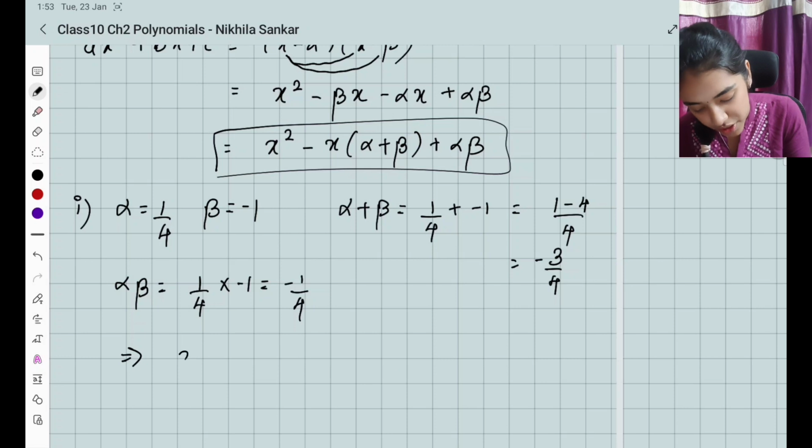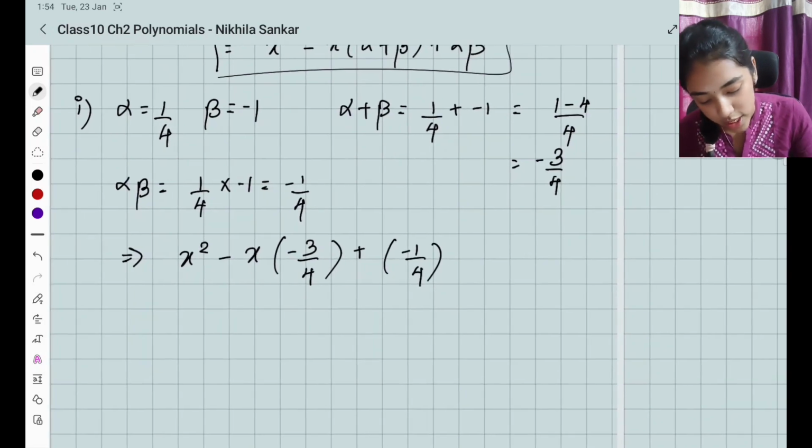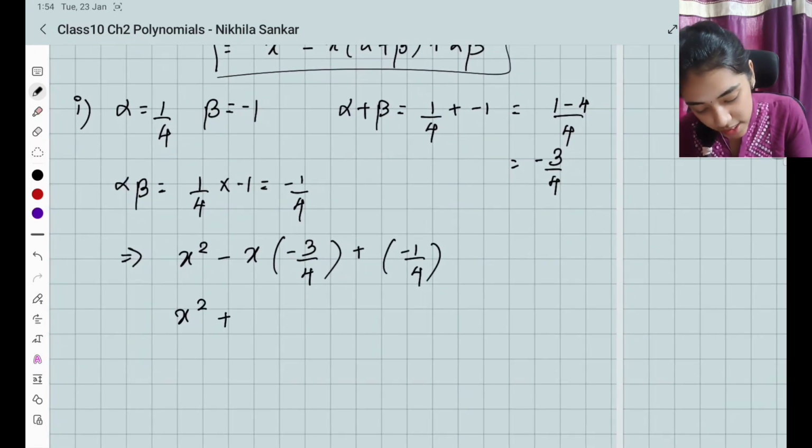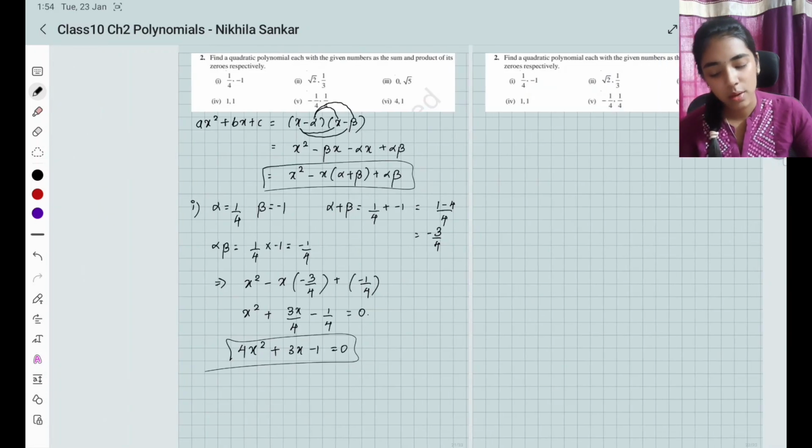Now what is our equation? x² minus x into the sum of zeros, which is minus 3 divided by 4, plus alpha beta, which is minus 1 divided by 4. So from this we have x² plus 3x divided by 4 minus 1 by 4 equals 0. I can multiply by 4. So we have 4x² plus 3x minus 1 equals 0. So this is going to be the quadratic equation.